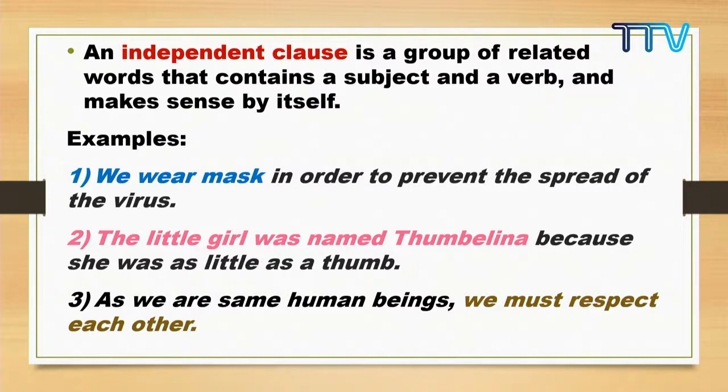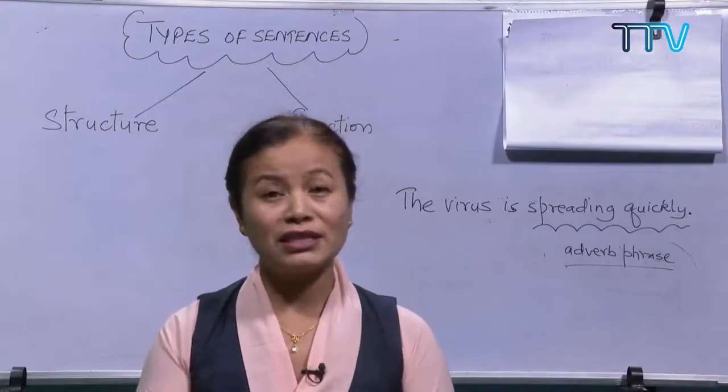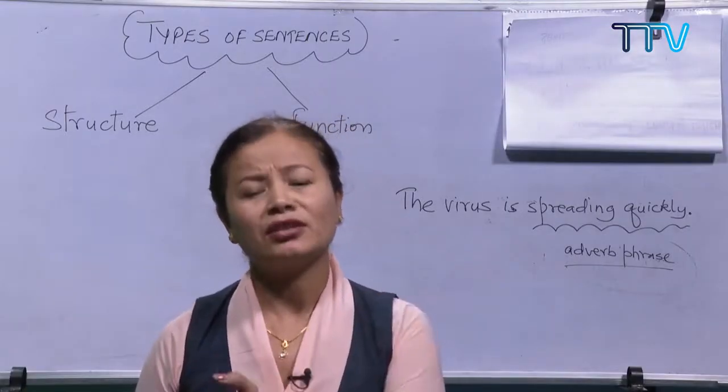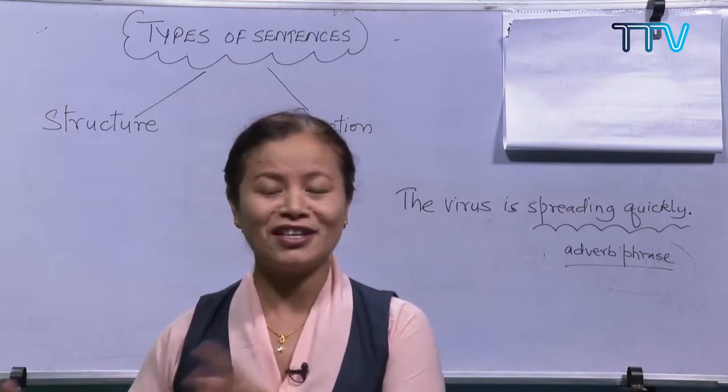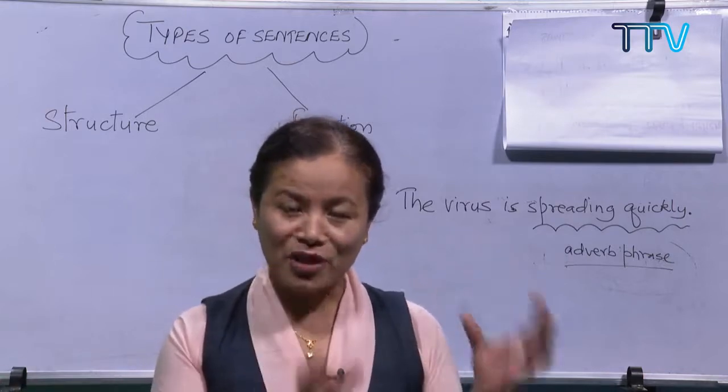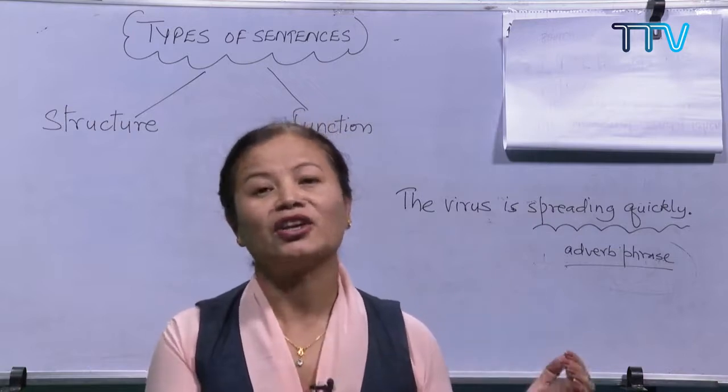In the first and second sentences, I have used the independent clause at the beginning of the sentence. But in the third sentence, as we are same human beings, we must respect each other, we must respect each other is the independent clause here and does not come at the beginning of the sentence. So we can change the manner in which the sentence is written as well. We must respect each other as we are all human beings. In that case, we are using the main clause or the independent clause at the beginning of the sentence.